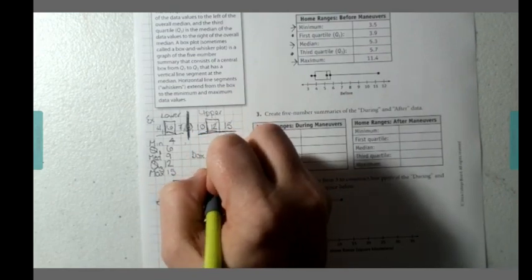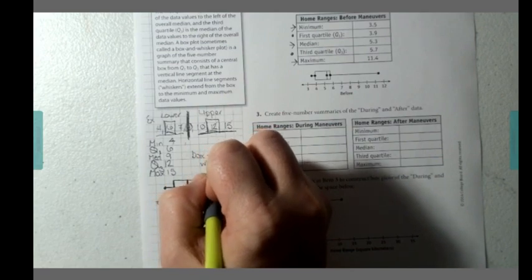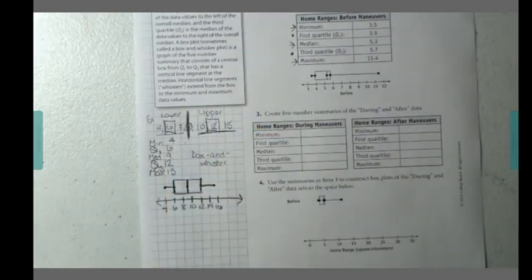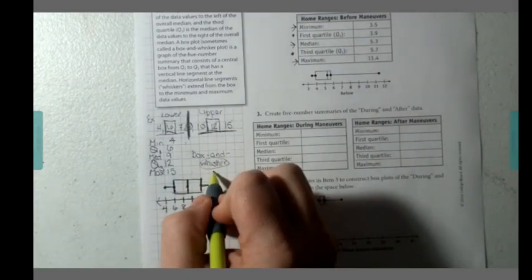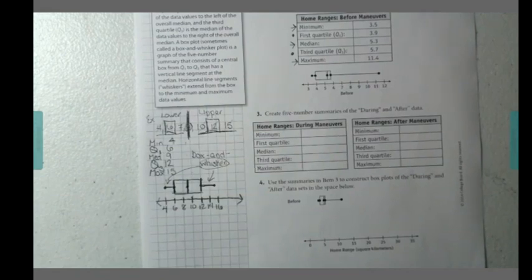These used to be called, back in the day, whenever I was in school, which I know was a long time ago, the box and whisker plot. They have since moved to just the box plot, but the whiskers used to refer to the two outside stems coming out of the box.